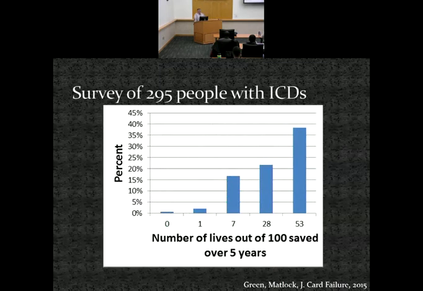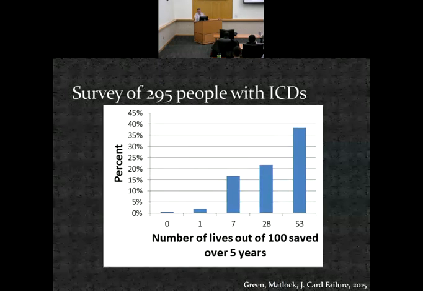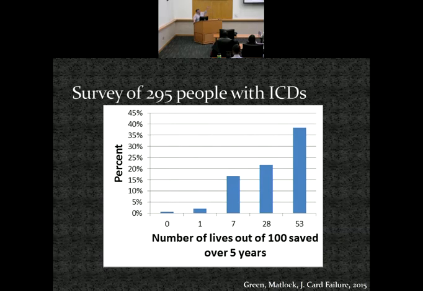So we surveyed everybody with a defibrillator at Kaiser, Colorado, about 400 people, and 295 responded. We asked them, if 100 people like you had a defibrillator, how many lives would be saved over the next 5 years? And these were people with defibrillators. I just told you the right answer, from 36 to 29, is actually 7. Seven out of 100 people would have their life saved by the defibrillator. But you see what people report. About 20% said 28. About 30% said 53. And 35% said 53 or more.